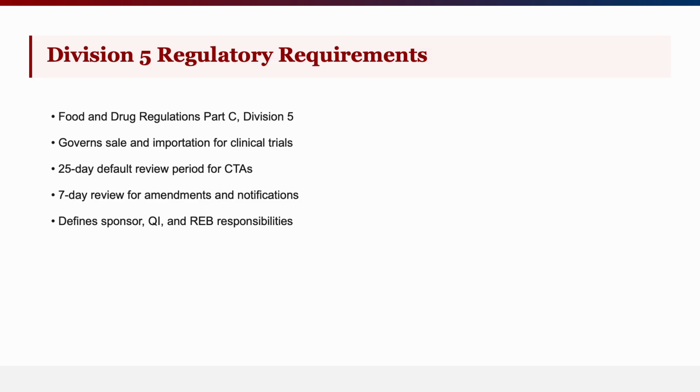Division 5 also defines the responsibilities of key parties. The sponsor is responsible for initiating, managing, and financing the trial. The qualified investigator is responsible for conduct at each site. Research ethics boards provide independent ethical oversight. Understanding these defined responsibilities is essential for compliance. When preparing your CTA, ensure you understand Division 5 requirements thoroughly. Non-compliance can result in not satisfactory letters or even suspension of authorization.